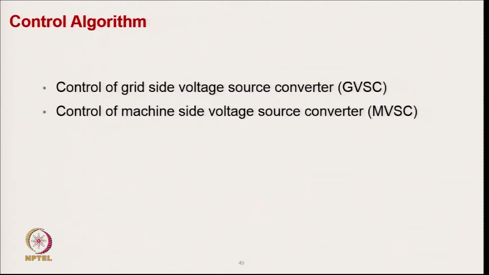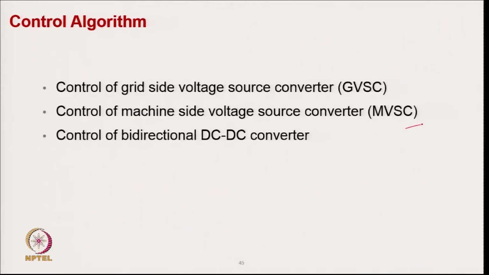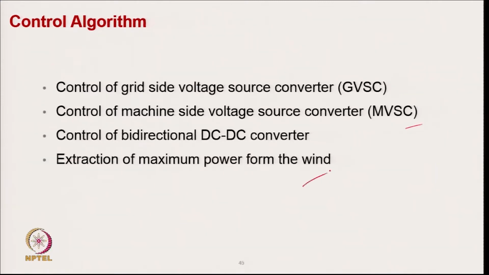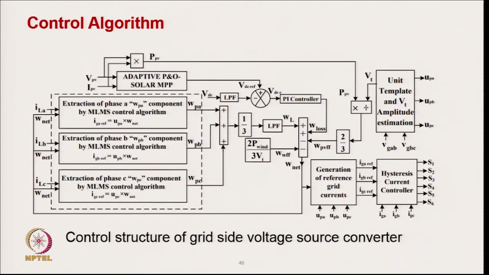So, here we have the control of the grid side voltage source converter, control of the machine side converter, control of the bidirectional converter, and extraction of maximum power from the wind and from the solar. This is the algorithm, using an adaptive maximum power tracking algorithm per turbine, observed for solar, and we do it with a PI controller. For load compensation we extract the fundamental component as we have done earlier, then average it and take an LPF. This is the feed-forward term of the wind, the feed-forward term of solar, and the loss of the voltage source converter. That gives us the net amplitude of the current, and we multiply it with the template.